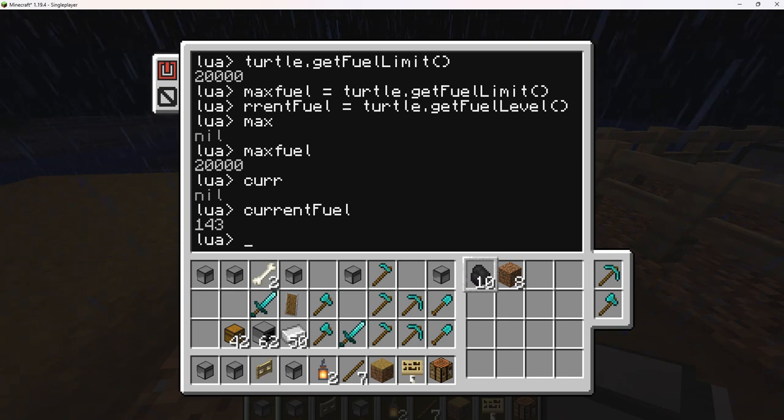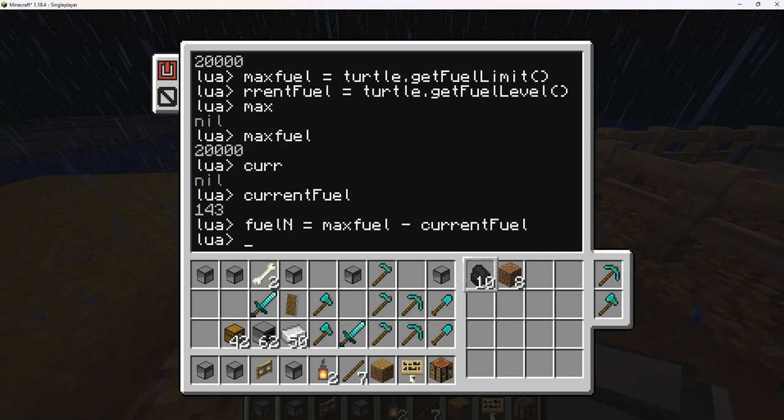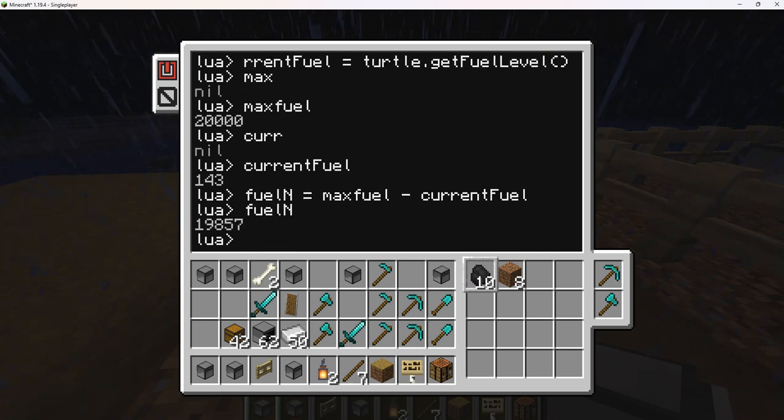Okay. And so now that we have that, we can ask ourselves a question: how much more fuel do we need so that our robot can be at max fuel capacity? So we can do some basic math. So fuelNeeded, or fuelN, equals maxFuel minus our currentFuel, which would be there. Okay, then enter, then fuelN, and that's how much fuel we actually need.